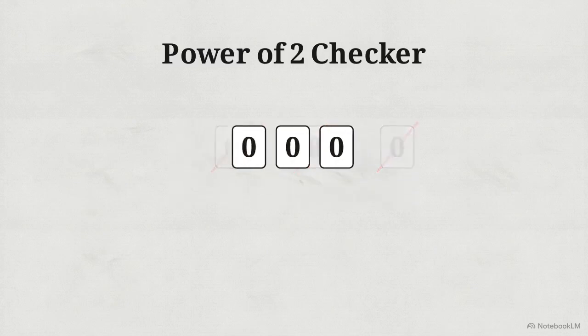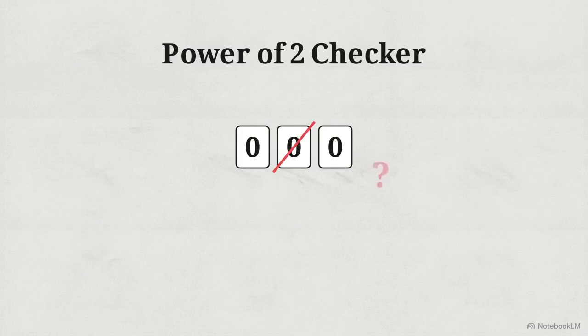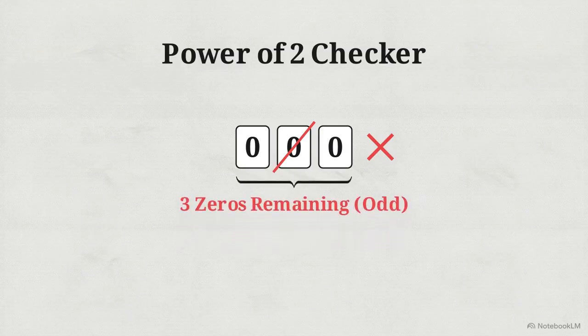Starting with 6 zeros produces a different result. We cut it in half once, leaving 3. Because we cannot divide 3 zeros evenly, the process stops. Any number that is not a true power of 2 eventually encounters an odd number and fails.